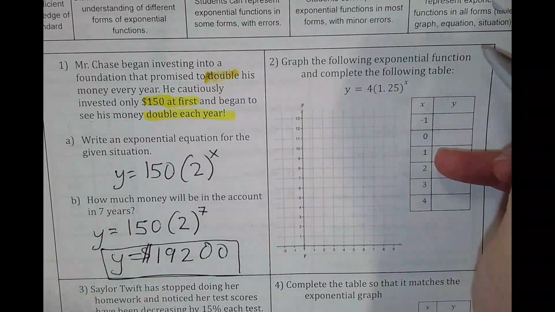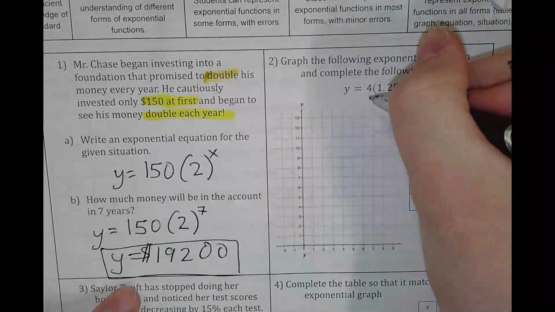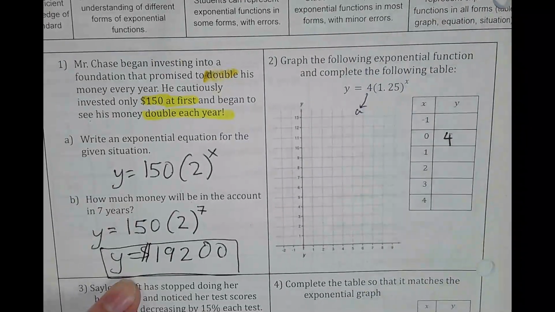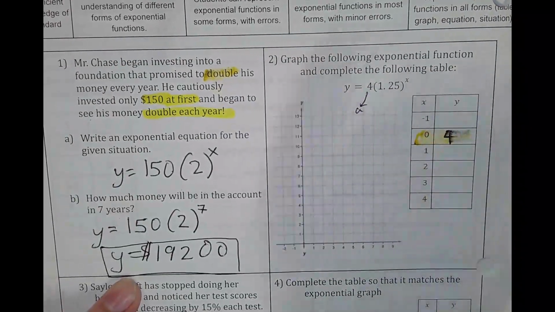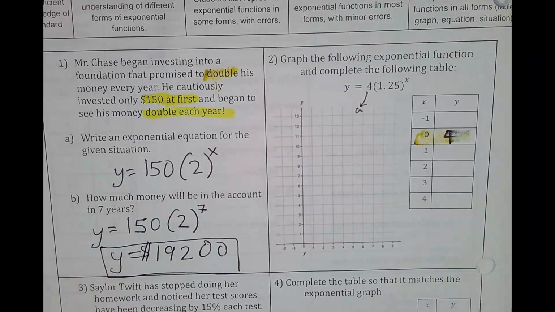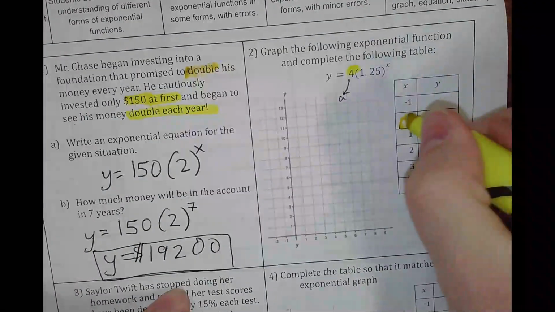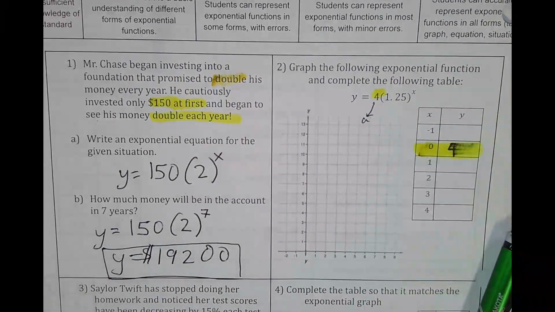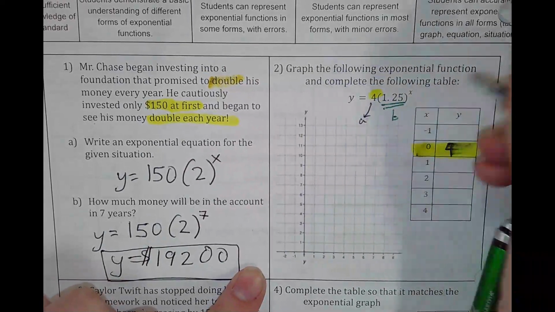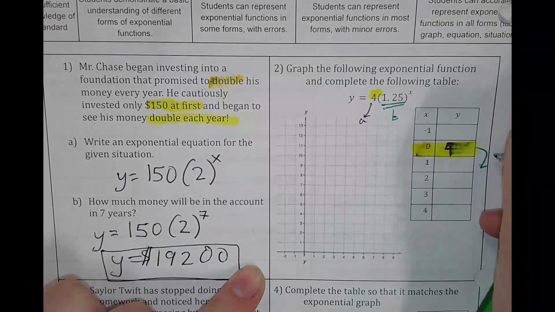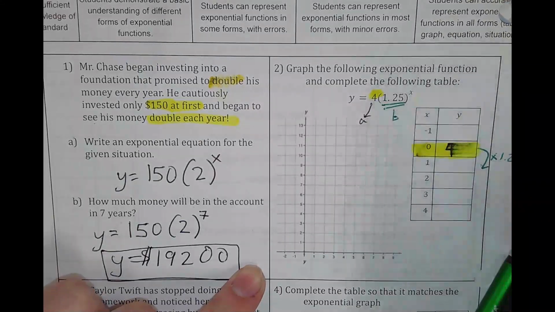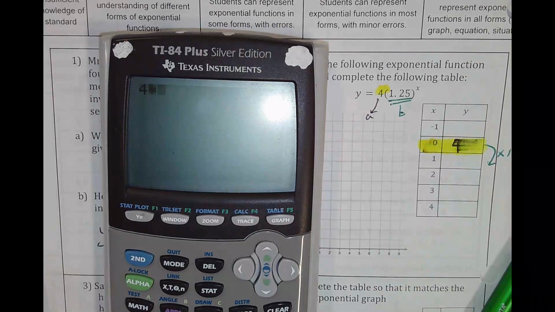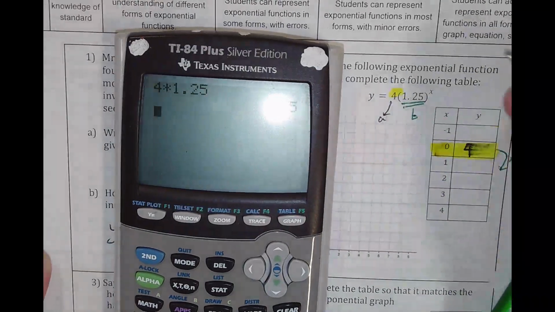Graph the following exponential function and complete the following table. So I'm going to say that a is 4. Our starting value is 4. I'm going to tie that number 4 into our starting value, 0, 4. And 1.25, that's our b value, the multiplier. If I multiply by 1.25, we'll get our next numbers. So calculator, 4 times 1.25. That gives us 5.